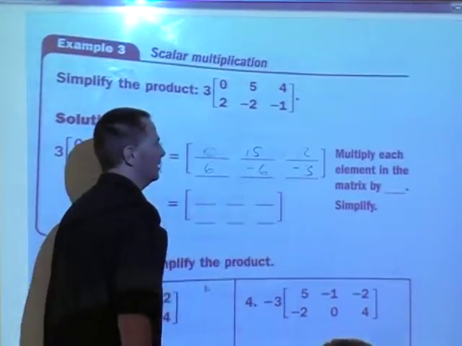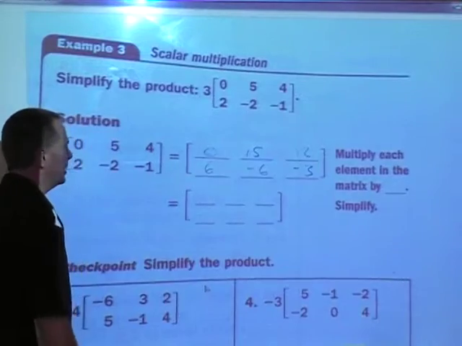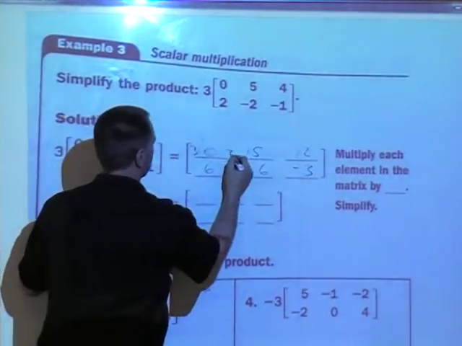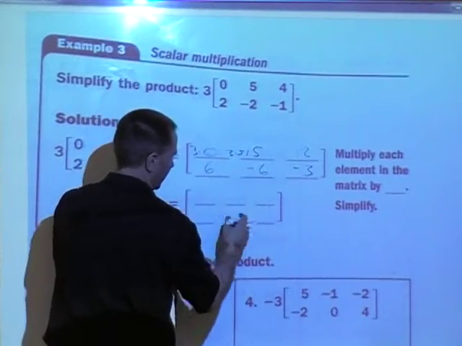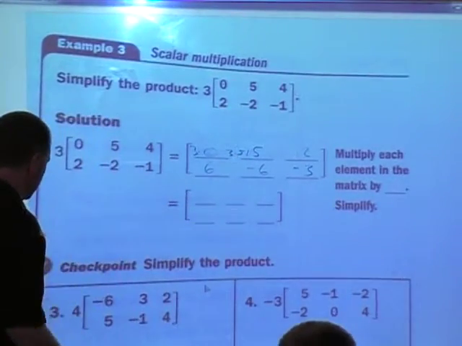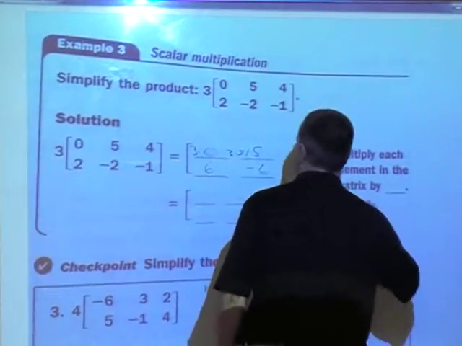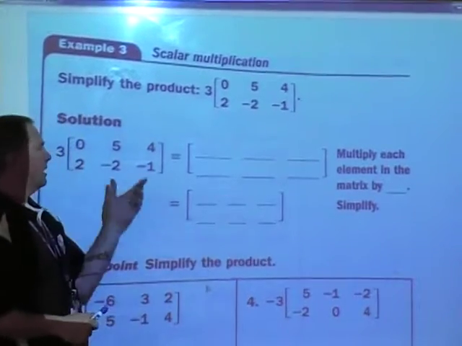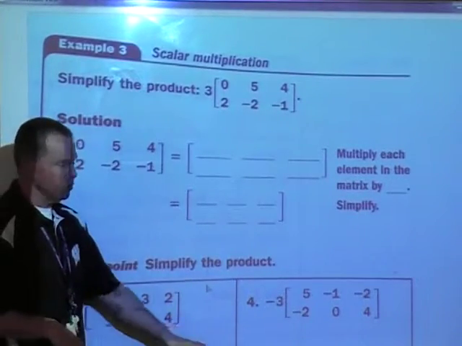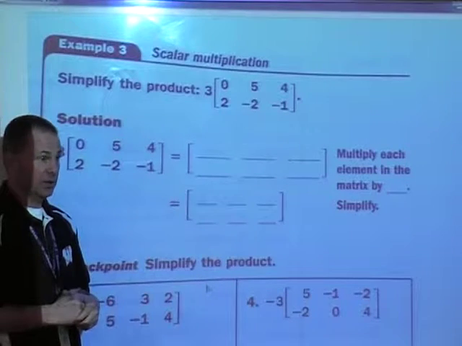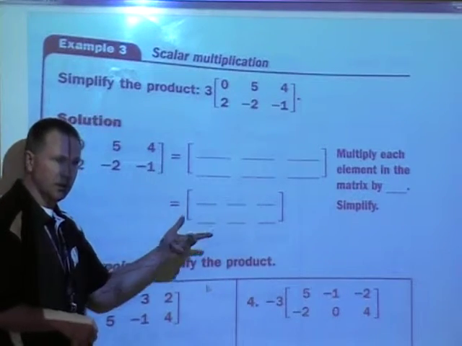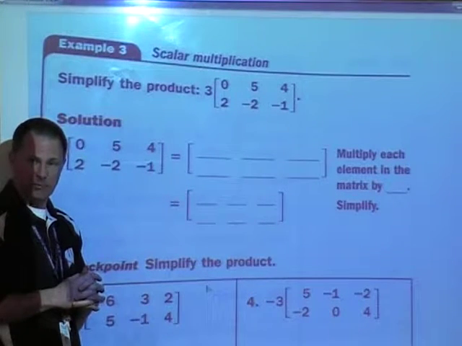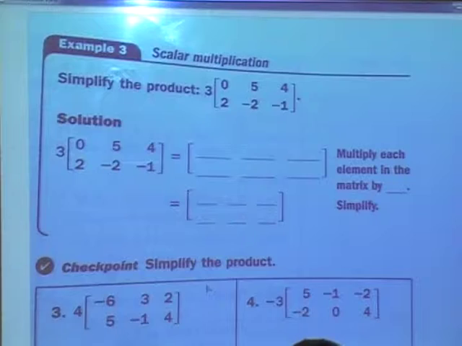So we don't even need to know this. This is just showing what they want up here is 3 times 0, 3 times 5, and the answers are down here. That's how you set up a scalar times a matrix to show how you can use matrices to do dilations. And then you would plot those points on a graph to show where they are. Easy peasy.